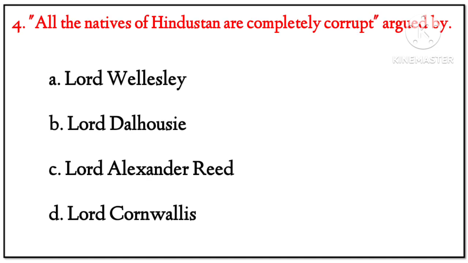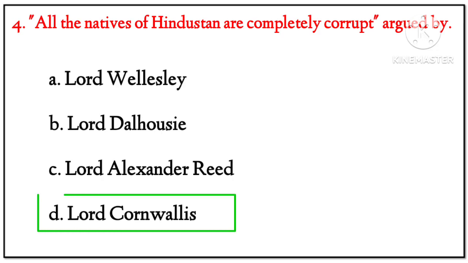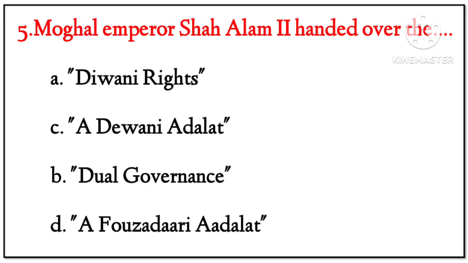Next, fourth one: all the natives of Hindustan are completely corrupt, argued by, options are Lord Wellesley, Lord Dalhousie, Lord Alexander Reed and Lord Cornwallis. Our right option is the final one, Lord Cornwallis. Fifth one: Mughal Emperor Shah Alam II handed over, options are Diwani rights, Diwani Adalat, civil governance and finally Faujdari Adalat. Our right option is Diwani rights, meaning tax collection rights.